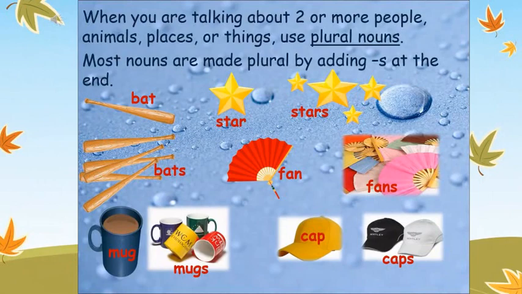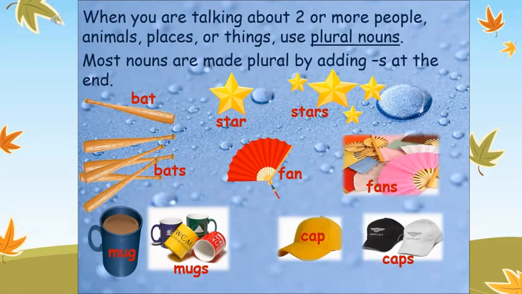So when we are talking about plural nouns, we talk about more than one person, animal, place or thing. And in such situations, we have to use plural nouns, children. If we are talking about two or more people, animals, places or things, we use plural nouns, children.